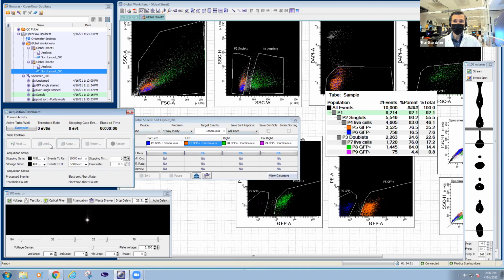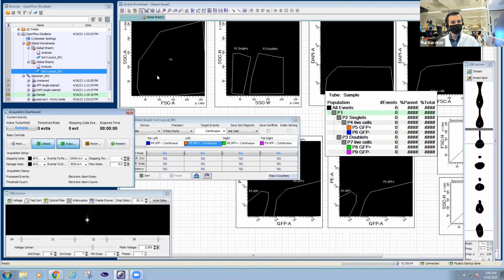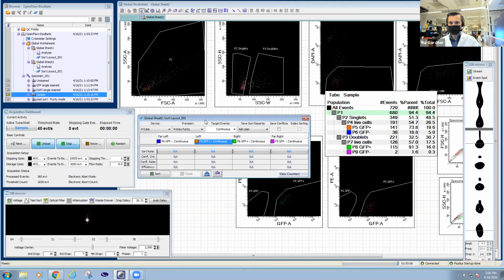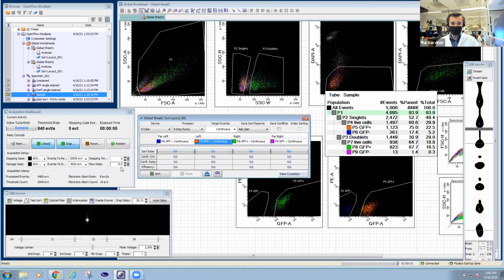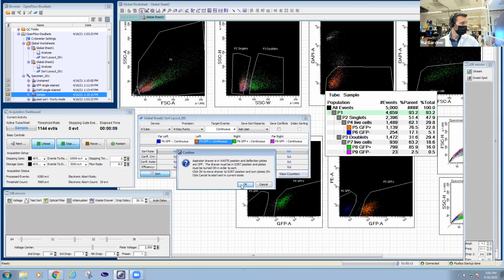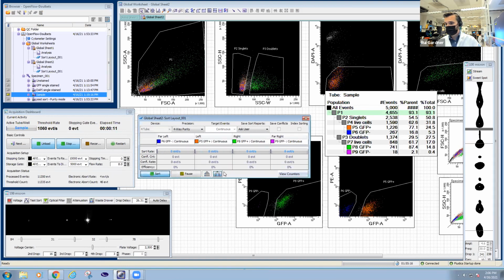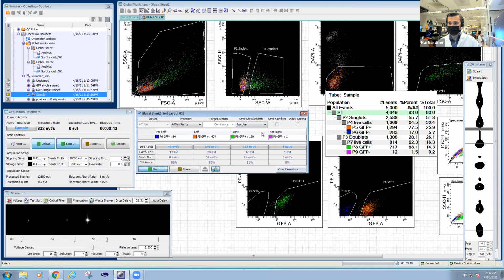So I'm going to load the sample, and I'm going to start running it, hit sort. When it loads. There we go. So the sample is running. I'm running at, again, 1,000 events roughly, and I'm going to start the sort. Yes, here we go. I'm nervous and excited at the same time. Okay, so here we go.